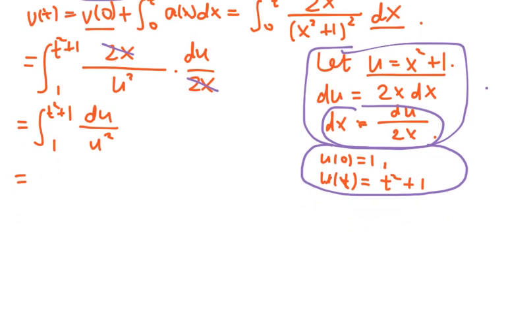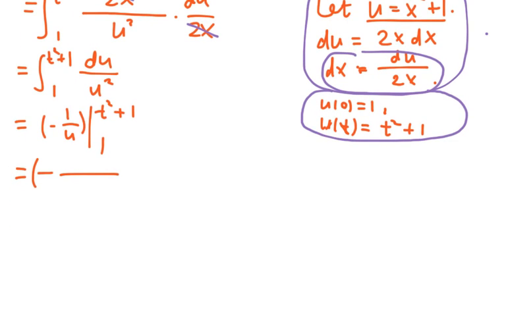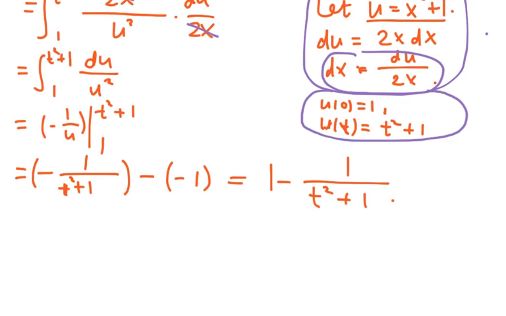Of course you know that the antiderivative of 1 over u squared is equal to negative 1 over u. And remember our integral limits are t squared plus 1 and 1 respectively. Using the fundamental theorem of calculus, we will have negative 1 over t squared plus 1, and then minus negative 1. So it is equal to 1 minus 1 over t squared plus 1. This will be the result for the velocity function.